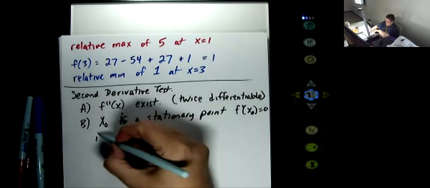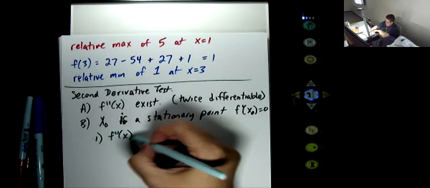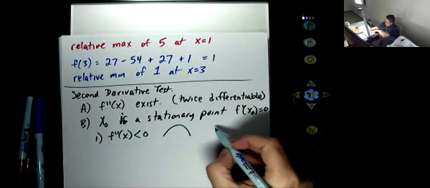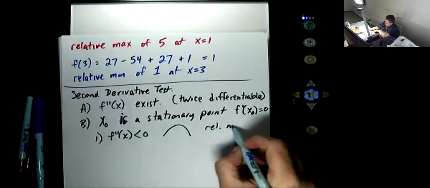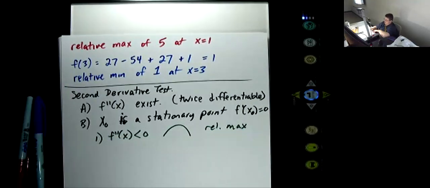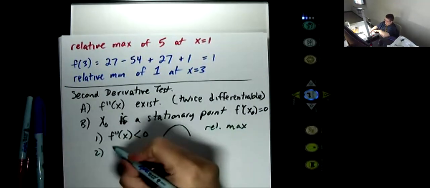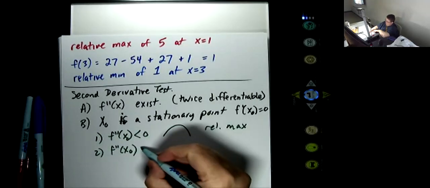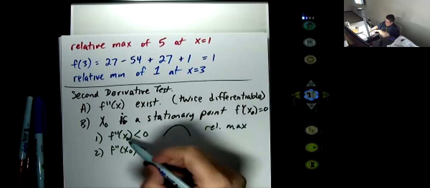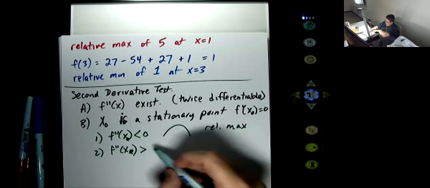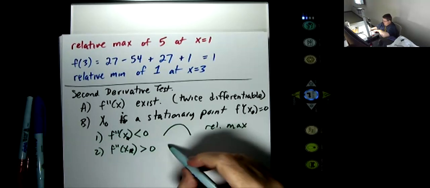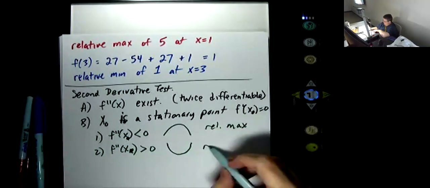Option 1, if f double prime of x is less than 0, it's concave down, and we have a relative max. In option 2, if f double prime of x, no, I should use x naught here, is greater than 0, then this is concave up, and we have a relative min.